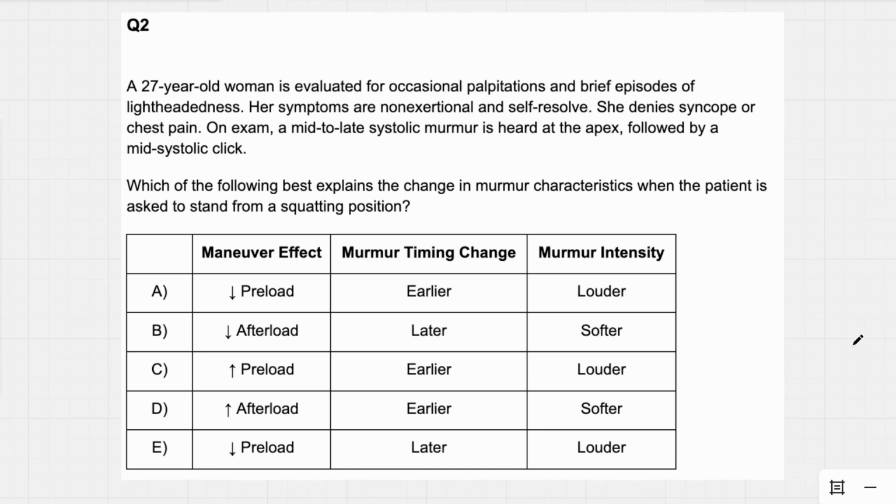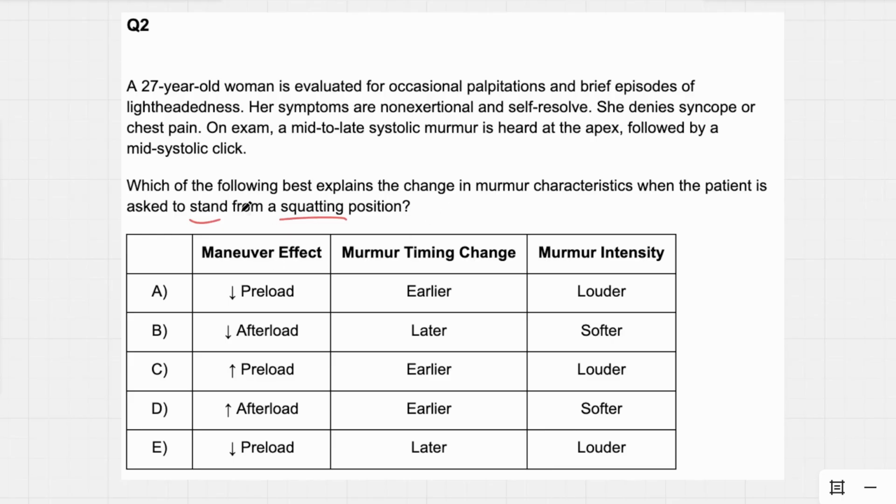Right, next up, which of the following best explains the change in murmur characteristics when the patient is asked to stand from a squatting position? Okay, now I know it's a cardio question, and this one is a maneuver murmur intensity question. They love to ask these. So stand from a squatting position. So we're squatting and then standing.